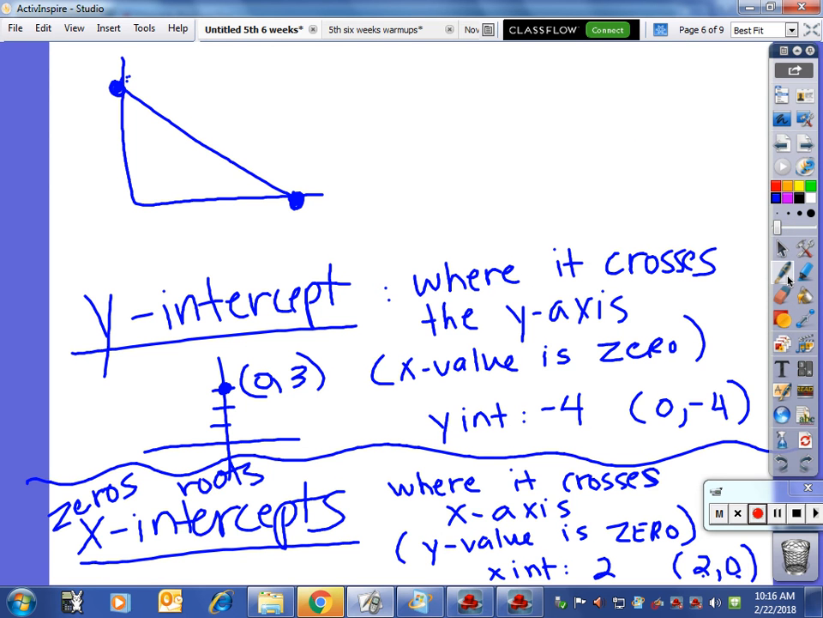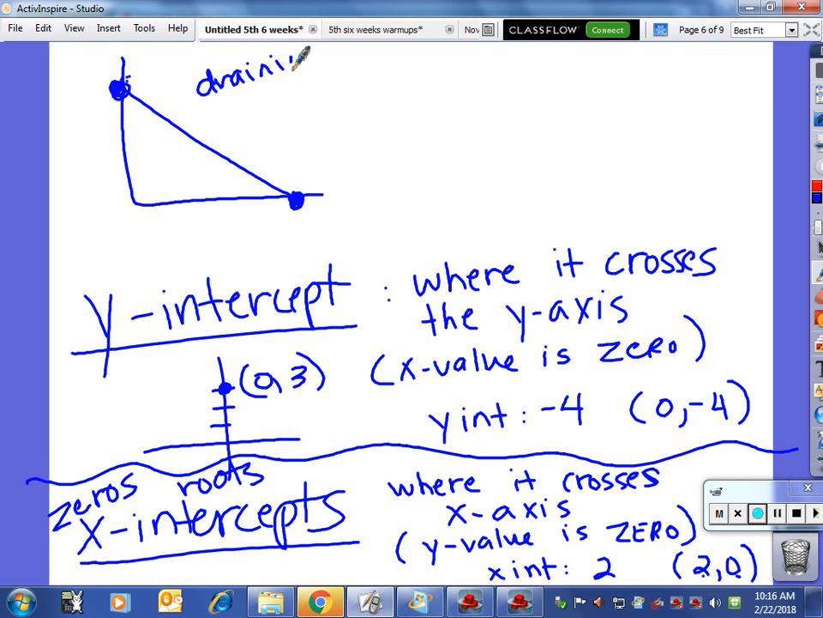Let's say we were talking about a bathtub draining or a tank draining, something draining. What do you think the y-intercept would stand for? This is the amount of water or oil or whatever you started with. Now, the x-intercept, when the water is done draining, what would this be? When the tank or the tub or whatever is empty. That's when it's done draining.